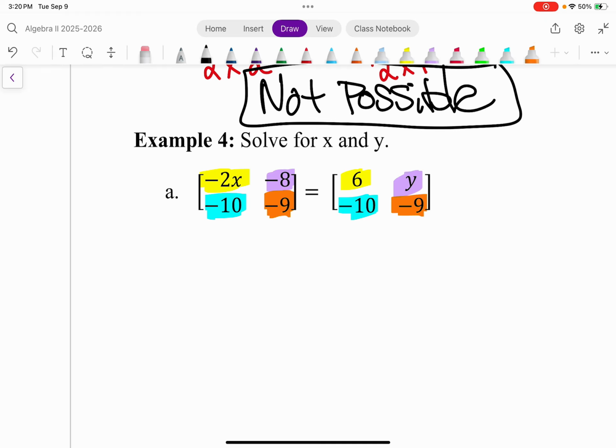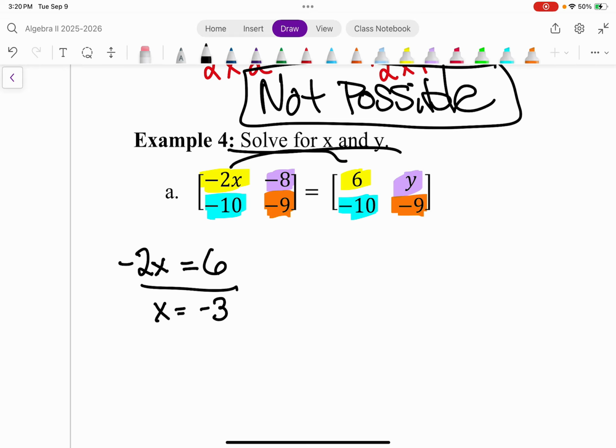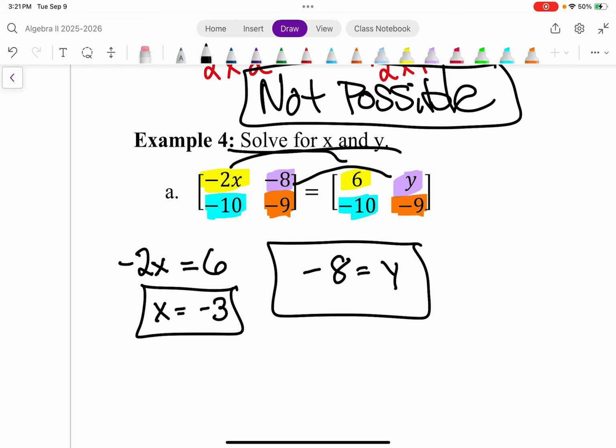Now that we know that they're equal and which entries have to be the same, we're able to set up equations to solve for x and y. So in this one, the -2x has to be equal to 6. That gives us an equation to be able to figure out what x has to be. Divide both sides by -2, and we get x is equal to -3. We can do the same thing for our y variable. The -8 and the y, those both have to be the same because the matrices are equal, meaning y is -8.